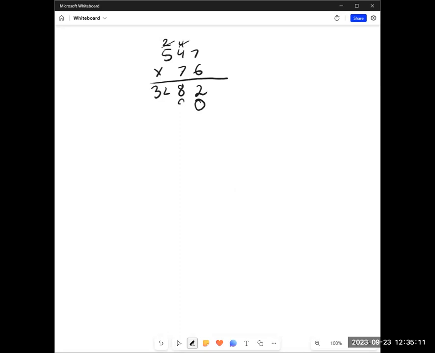7 times 7 is 49. 7 times 4 is 28, plus 2 is 32. 7 times 5 is 35, plus 3 is 38. We're going to add. 2 plus 2 plus 1 is 5. 8 plus 3 is 11. 3 plus 1 is 4.